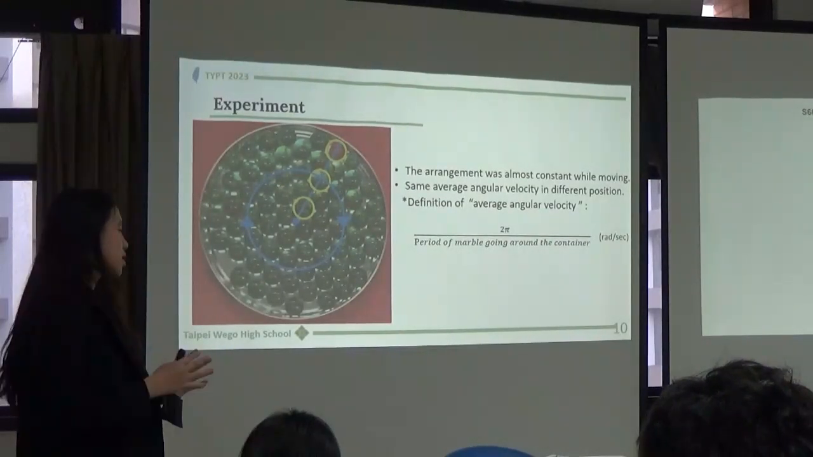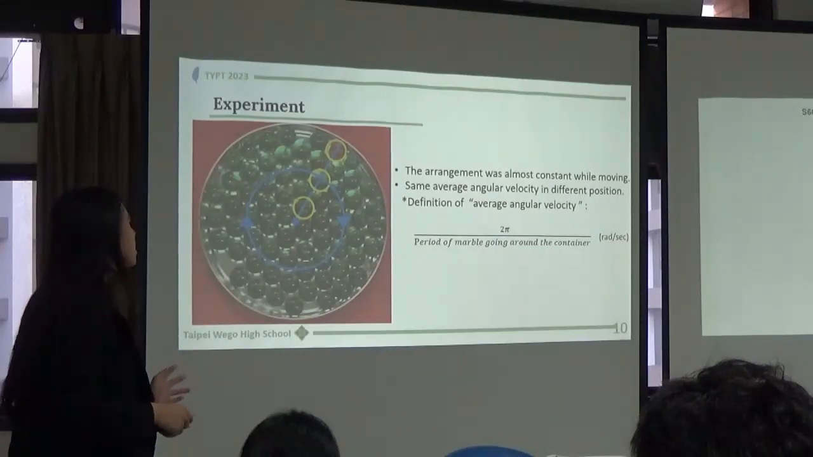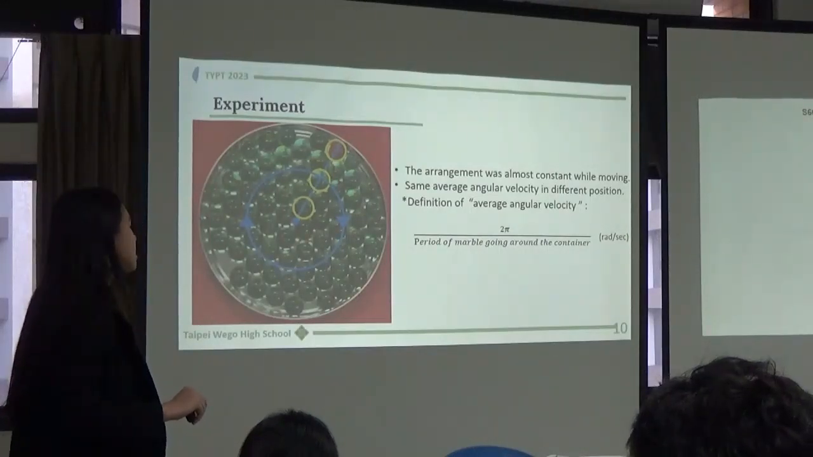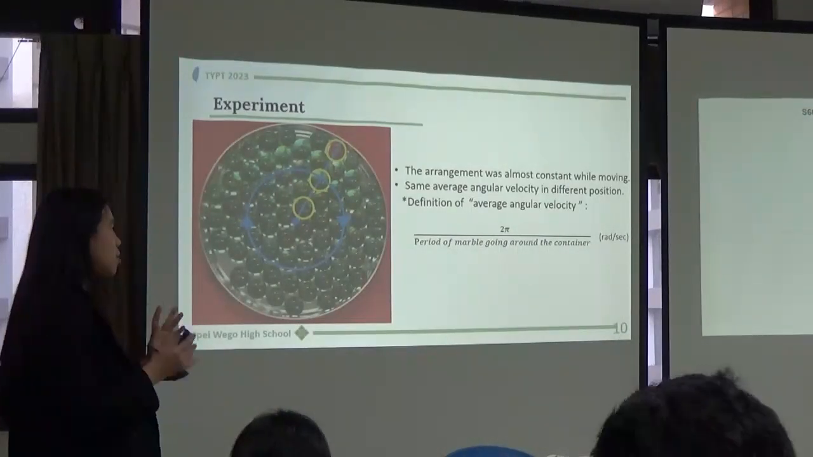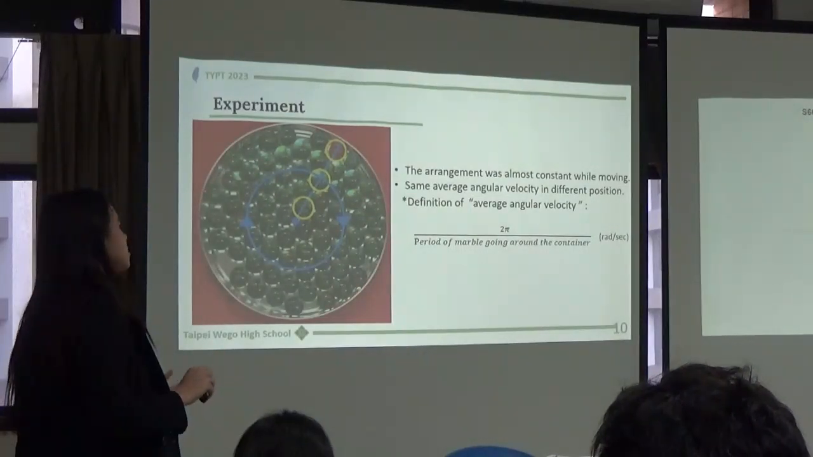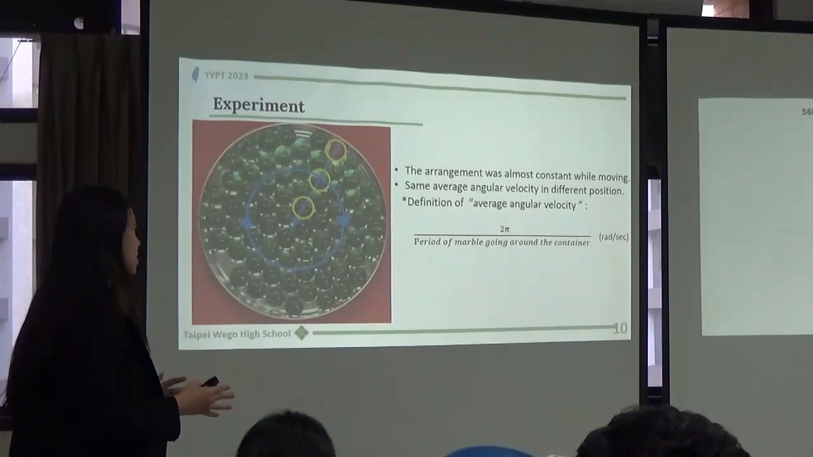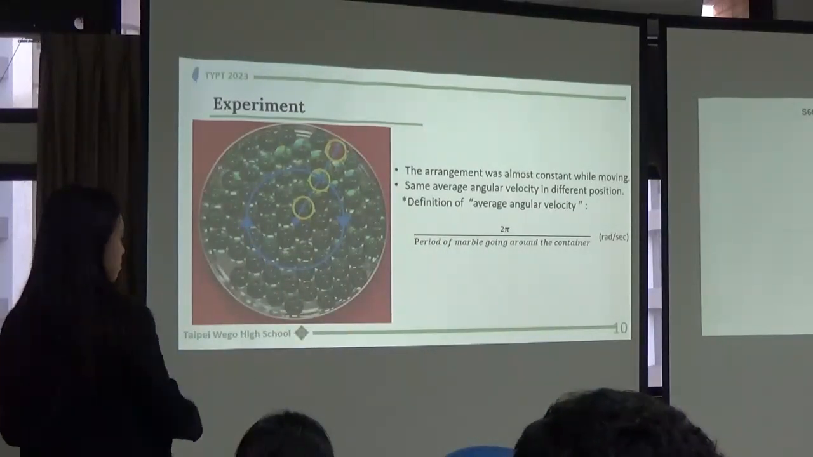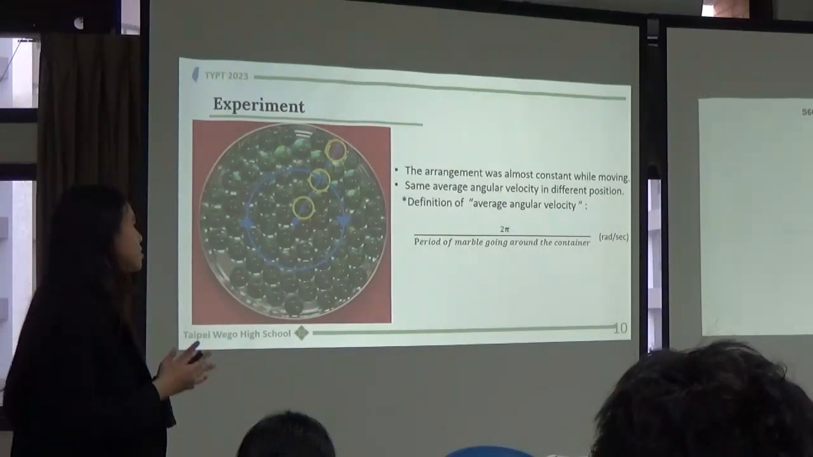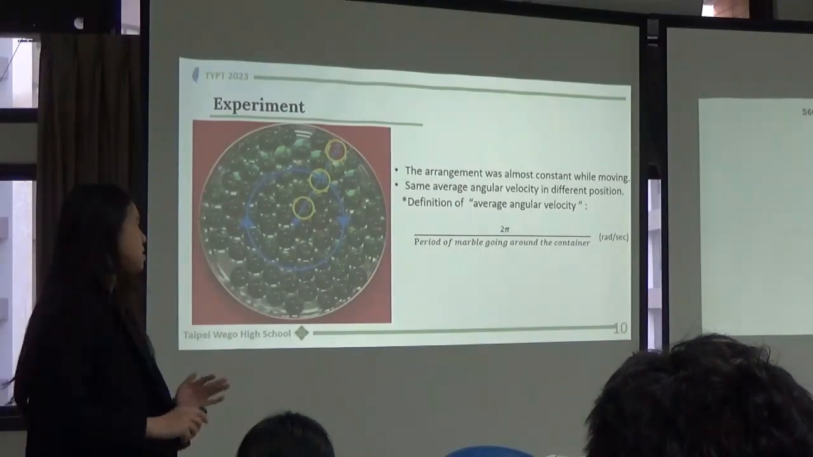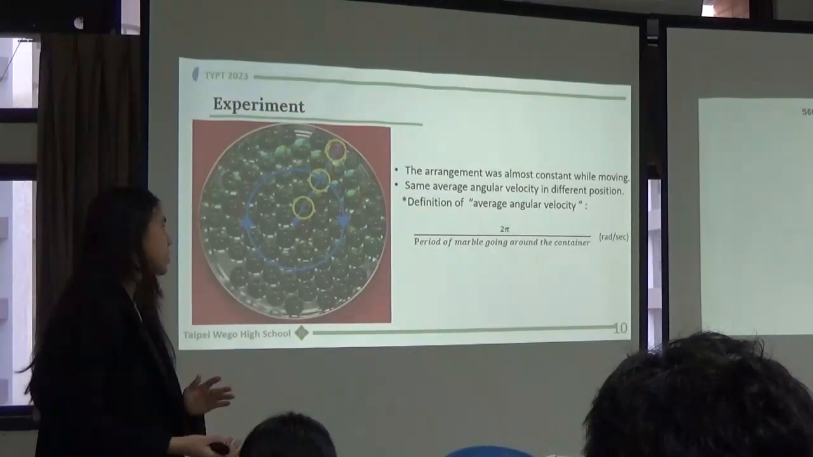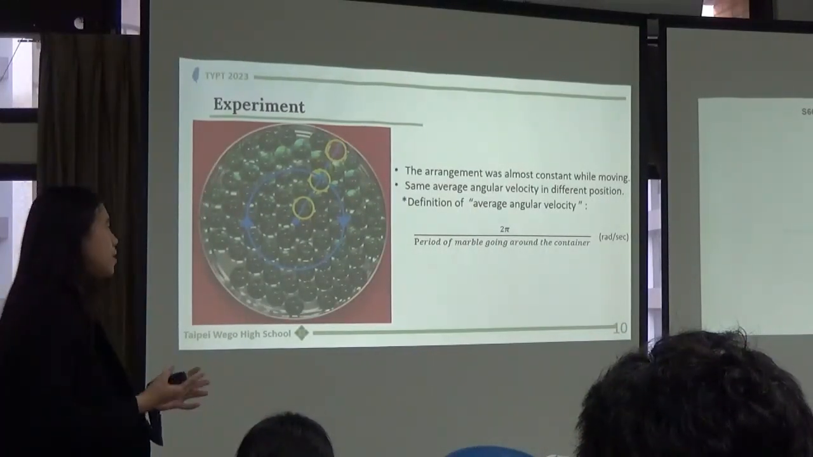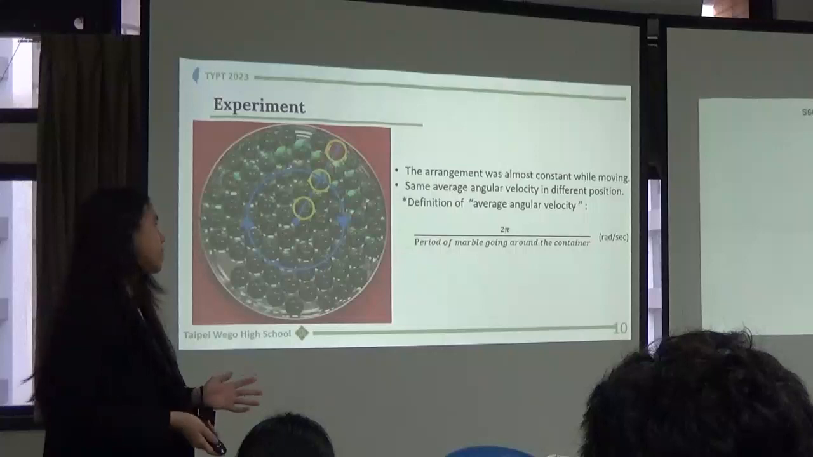As we've seen in the tracker and the several data analyses that we did, we selected these 3 points to determine whether the ball's arrangement changed. And in regards to that, the ball's arrangement almost remains constant while moving, meaning that, say, 0, 1, 2, 3 would always remain 0, 1, 2, 3 from the most outer to the most inner. And so we could conclude that the same average angular velocity is exerted at every single position. And again, to reiterate, we define the average angular velocity as 2 pi over the period of the marble going around the container, and the unit as well is radians per second.